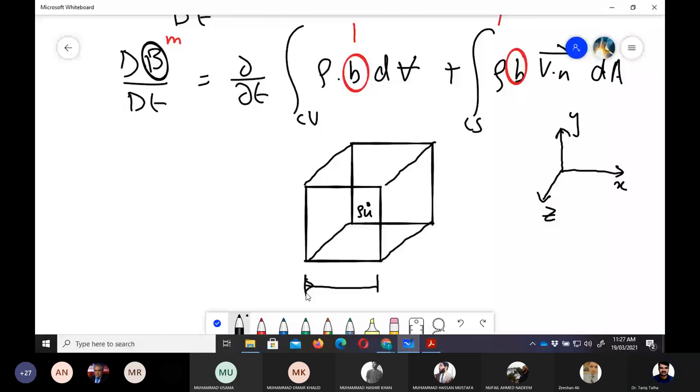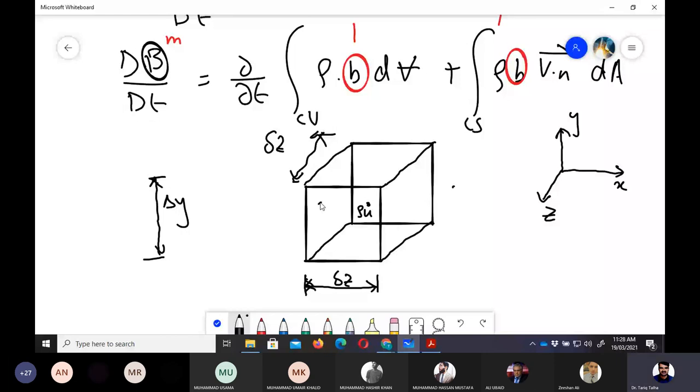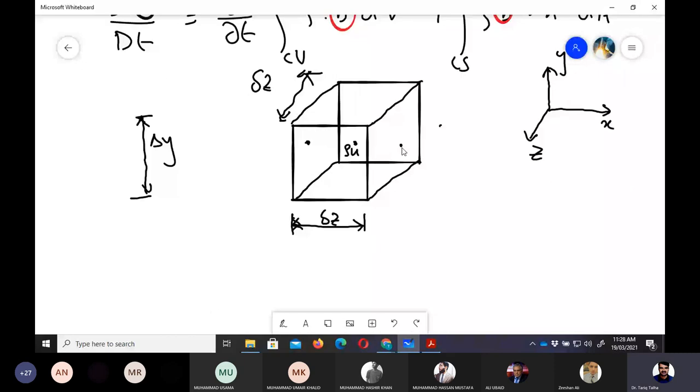If this distance is delta x, this distance is delta y, and this distance is delta z. If the property value at the center is rho u, what would be the property value at the left face and the right face? Anyone? What would be the value at the right face or the left face?